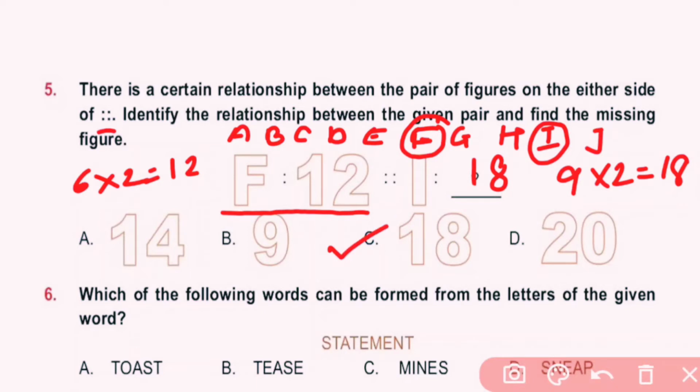Question number 6. Which of the following word can be formed from the letter of the given words? The given letter is statement. First, toast. O is not present in the given letter statement. In B, here T, E, A, S, E. All letters are present in the given letter statement. So B is the correct answer.